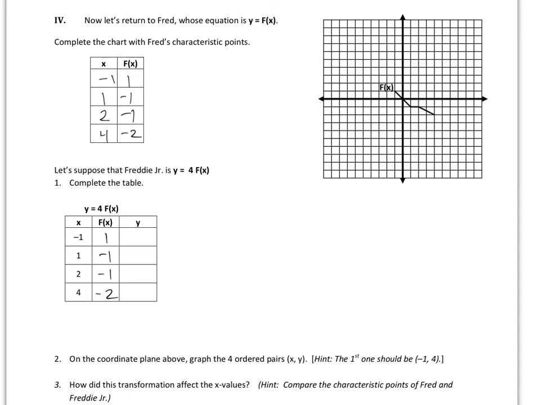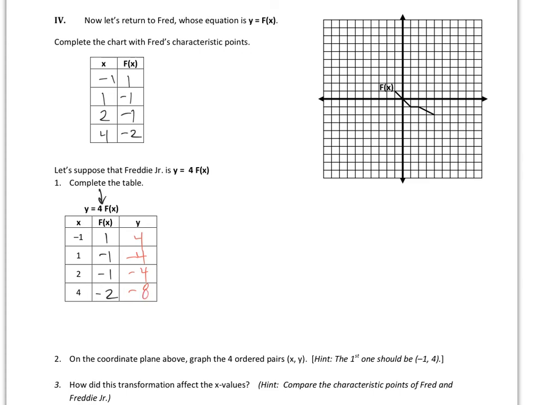Our final transformation that we're going to talk about is what happens when we multiply by a coefficient. So when we multiply, you can see that 4 is outside of the f of x, so that means it's affecting our y values. So what we're going to end up doing is taking these original values from our lightning bolt parent function, and we're going to multiply all the y values by 4. So that's going to make me have, instead of 1 times 4 is 4, negative 1 times 4 is negative 4, negative 1 times 4 is negative 4, and negative 2 times 4 is negative 8.